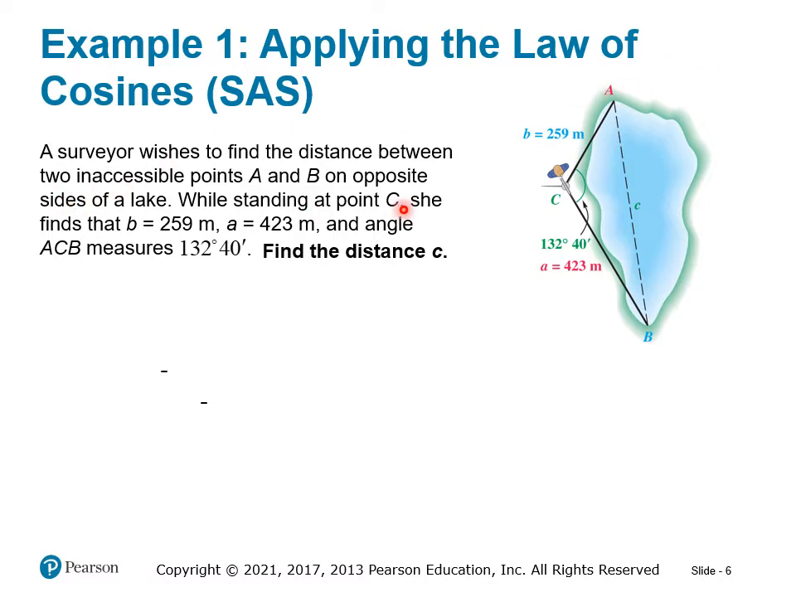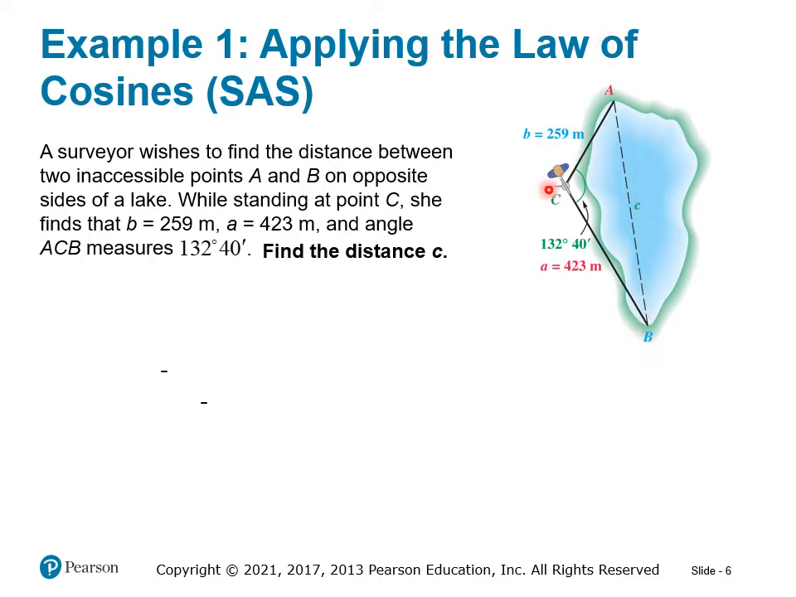It's not only giving you all the information in paragraph form, but it's also giving it to you on the diagram. So we can see that point A and point B are on opposite sides of the lake. While standing at a point C, the surveyor, which is here, finds that side b is 259 meters. That's pretty long. Side a is 423 meters. And angle ACB measures 132 degrees 40 minutes. Okay? And so you've got all these measures, and you specifically want to find the distance c between points A and B. Well, this is exactly what the law of cosines finds.